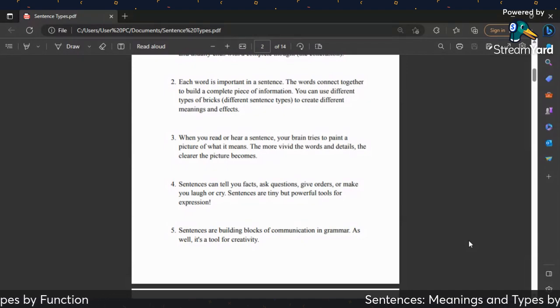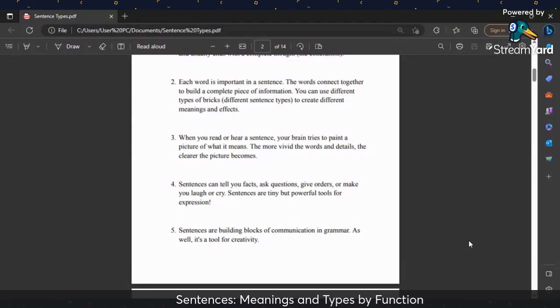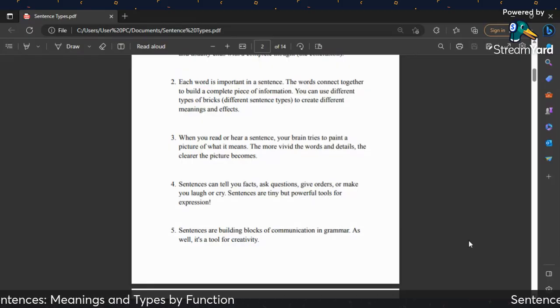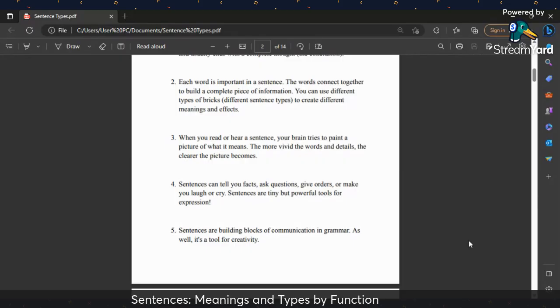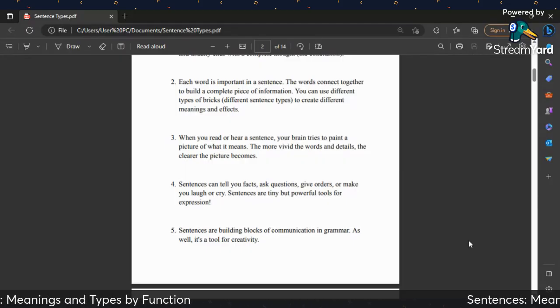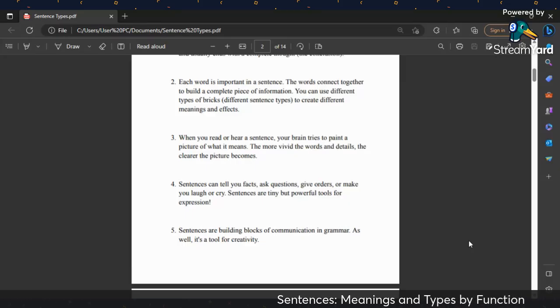They are powerful and they are meant for expression. They help you to express your thoughts, they help you to give orders, they help you to ask questions, etc. Moving to the last point: sentences are building blocks of communication in grammar. As well, they serve as a tool for creativity. There is a mistake here. It ought to be they serve as a tool for creativity, but that aside.